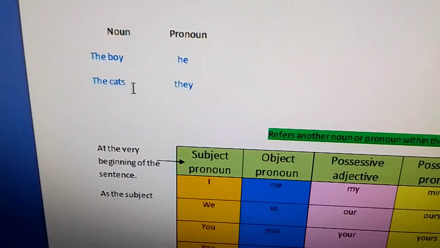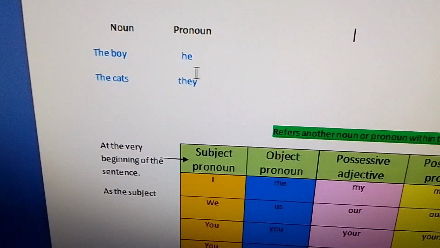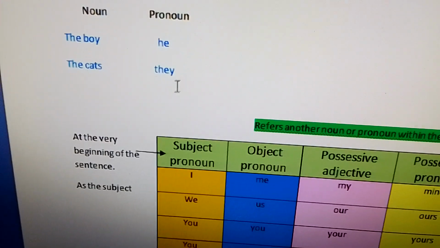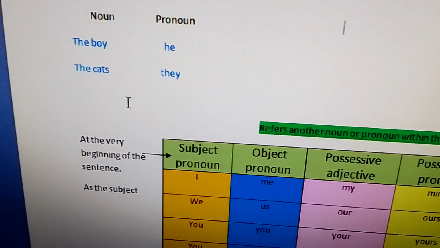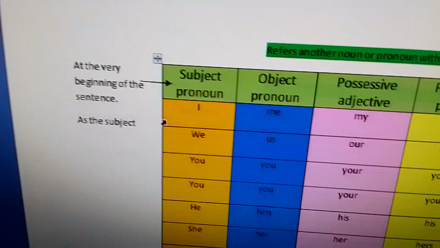For example, the cats are pretty. They are drinking milk, right? We do not need to repeat the same noun again and again. We can use the pronoun instead of the noun.